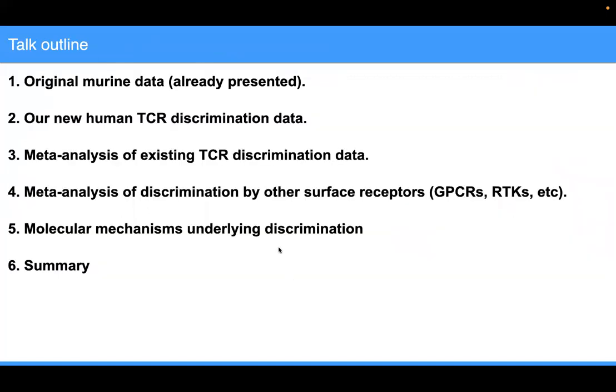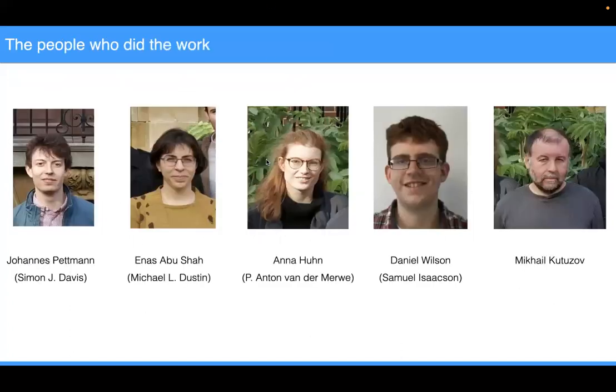And so what I want to tell you in the rest of the talk is basically our new data, a kind of meta-analysis we did of some published data, what is discrimination for other receptors, and then a little bit about the molecular mechanisms and how we could actually fit this kinetic proofreading model to our data. Then I'll summarize. And like I said, if you have any questions at any point, just please stop me.